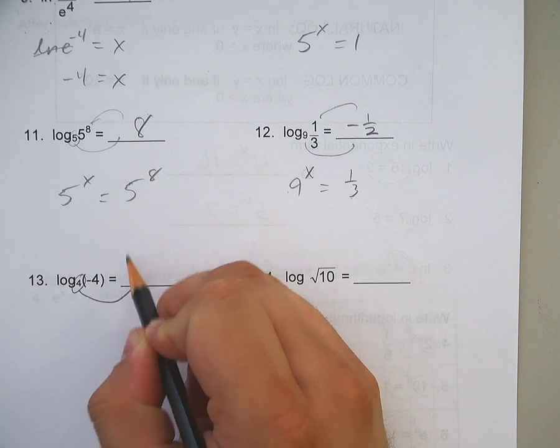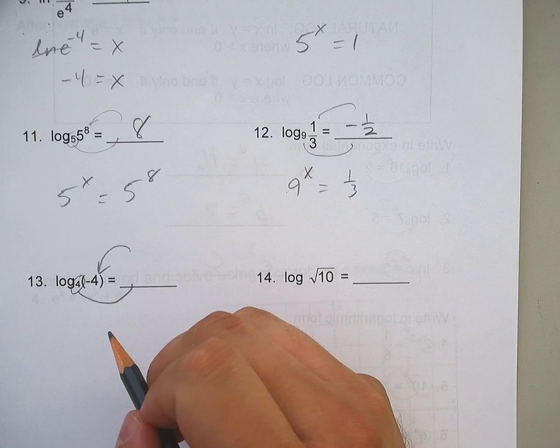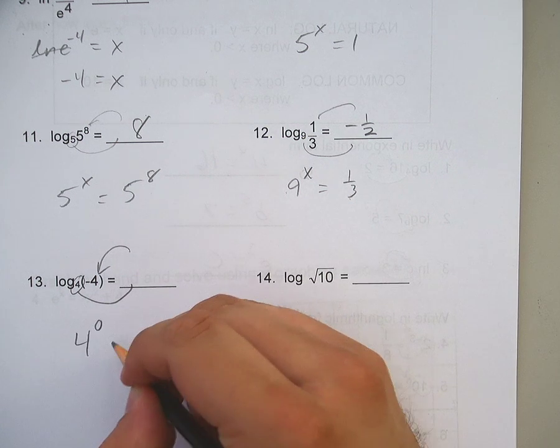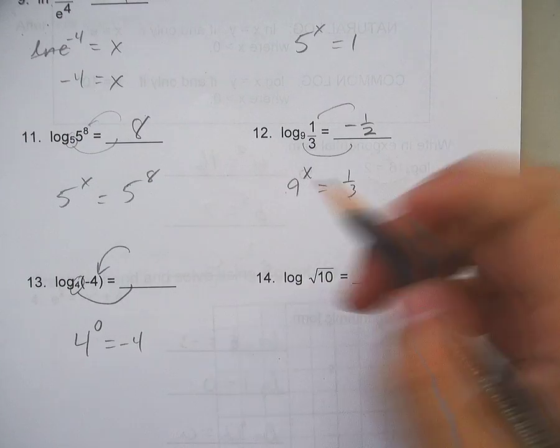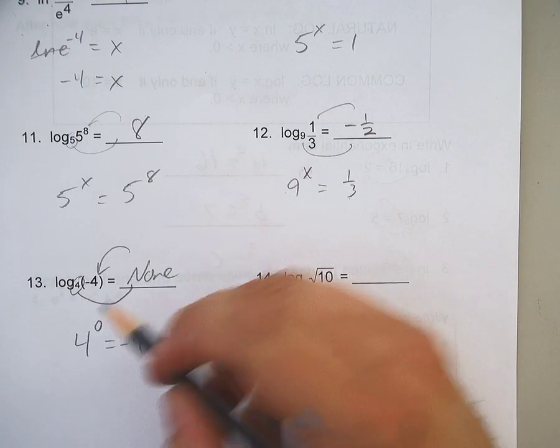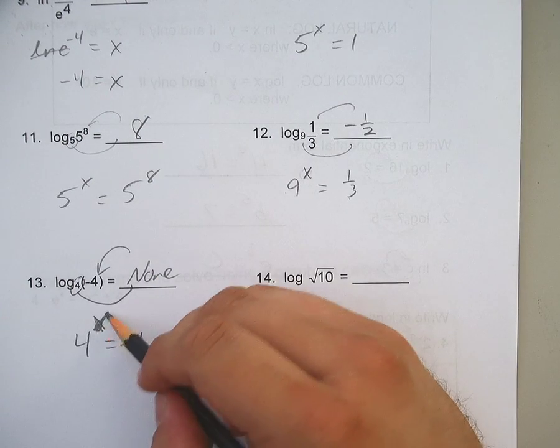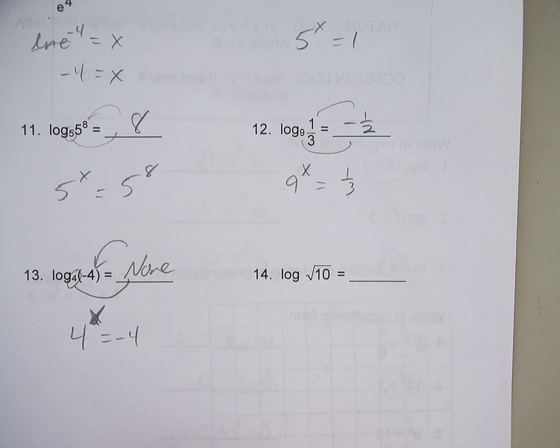4 to what power gives you a -4? Well, there isn't one. Sorry, I keep writing a 0 for a placeholder. 4 to what power gives you -4? There's no power that gives you a negative number there. It just can't happen.